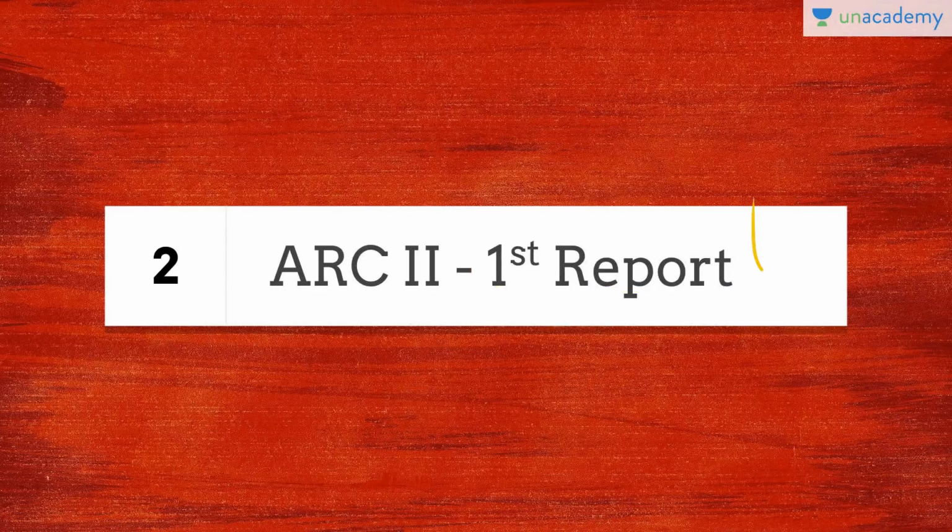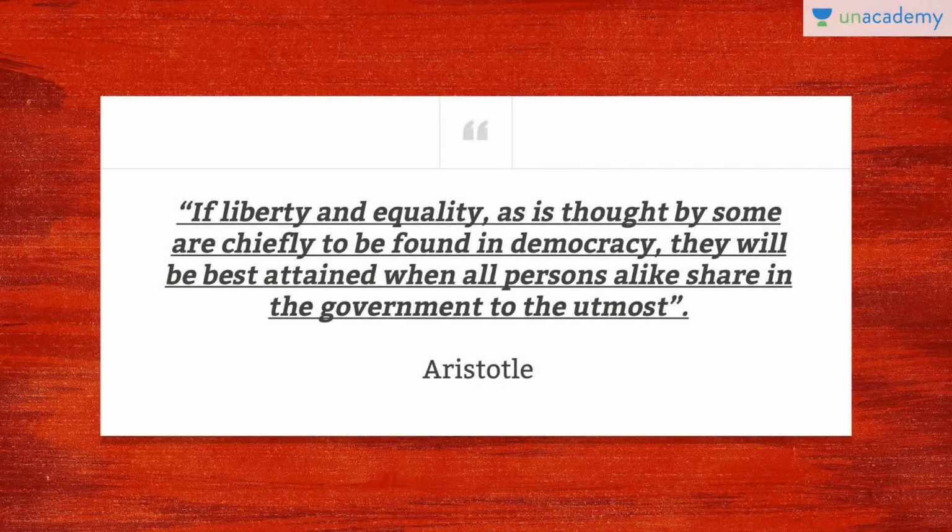So ARC2, the first report. Aristotle, who is considered the father of biology and zoology, was a very influential figure in ancient Greece. He said that if liberty and equality, as is thought by some, are chiefly to be found in democracy, they will be best attained when all persons alike share in the government to the utmost. What he's trying to say is that maximum people should participate in governance and it should not be left to a few elite. So in a democracy, if you want liberty and equality, you need to pull your weight.